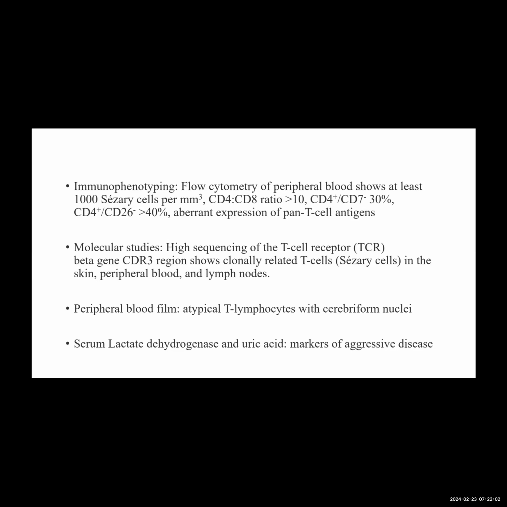The immunophenotyping can be done using flow cytometry of the peripheral blood, which will show at least 1,000 Sezary cells per millimeter cubed, a CD4 to CD8 ratio of greater than 10, CD4 CD7 ratio of greater than 30%, and CD4 CD26 ratio of greater than 40%.